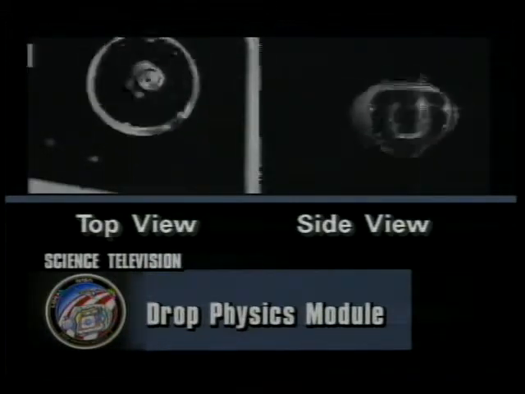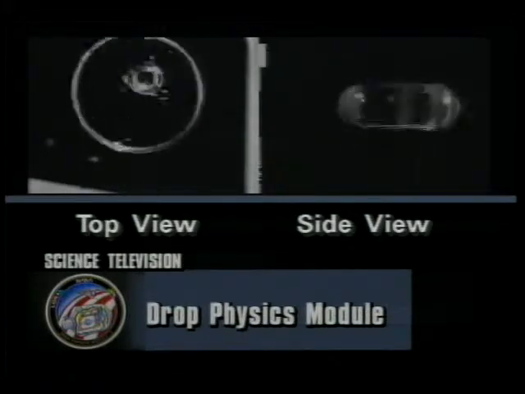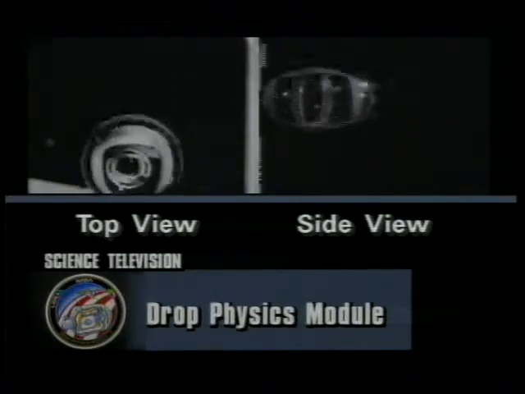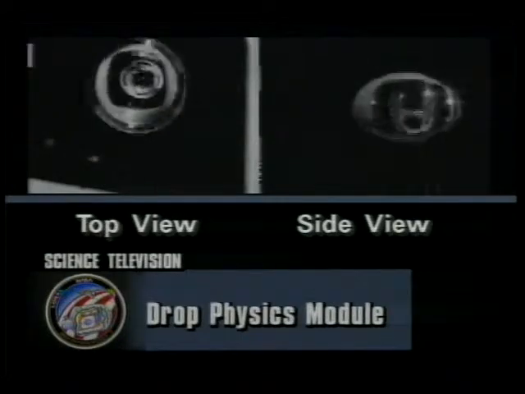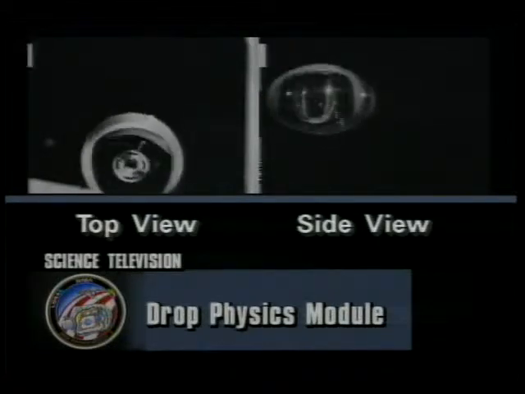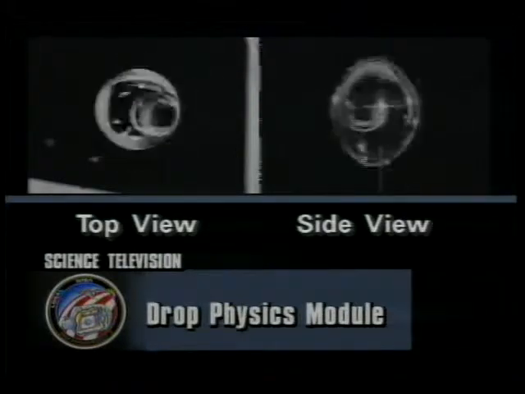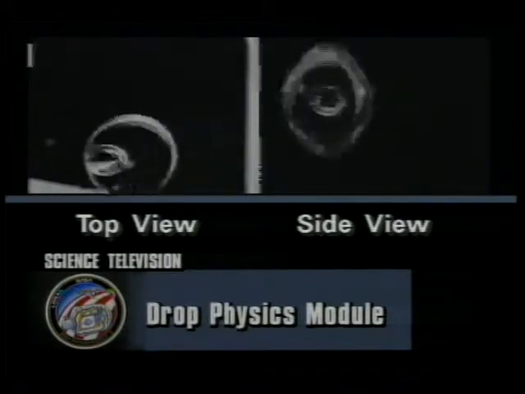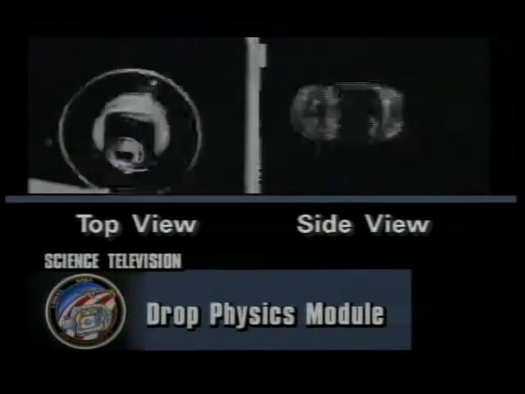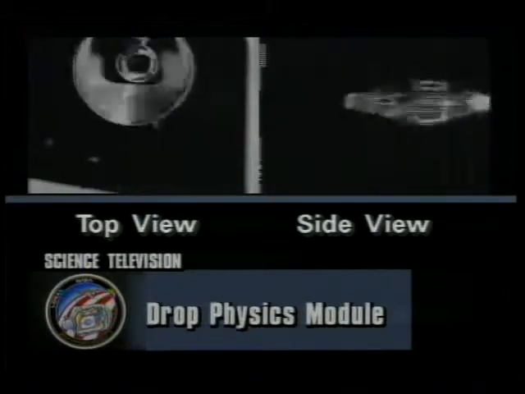looking from the side or the right-hand view, the drop continues to be compressed from the top and bottom directions, or the vertical direction, as Kathy Thornton continues to increase the strength of the acoustic force that is compressing this drop. The width of the drop continues to become larger and the height continues to decrease.